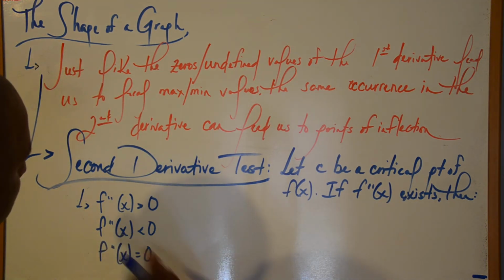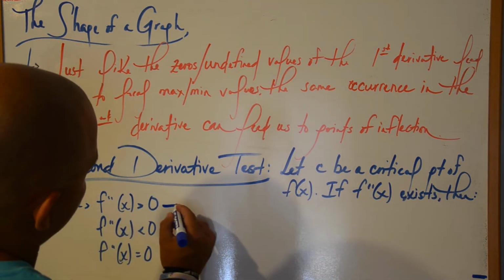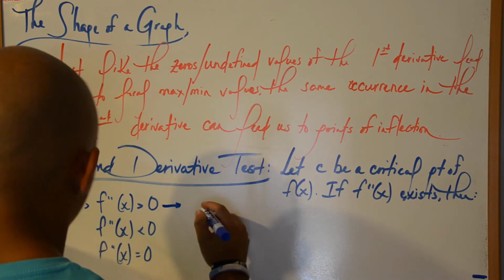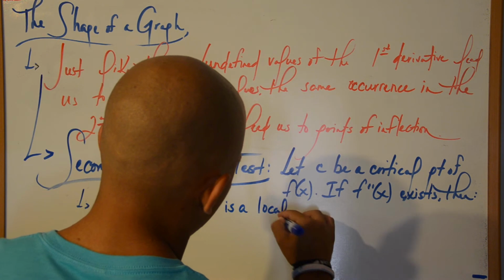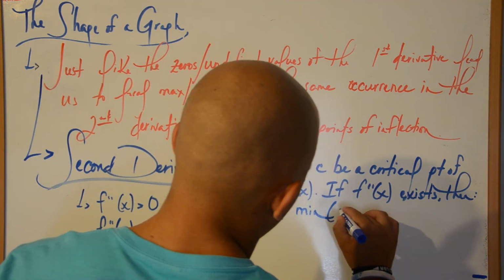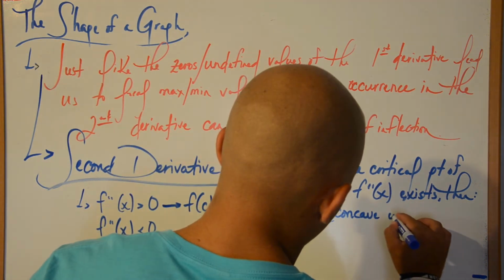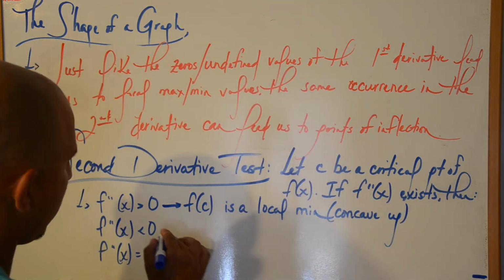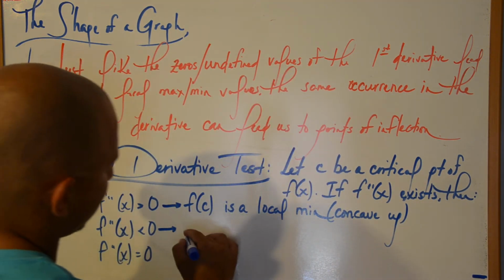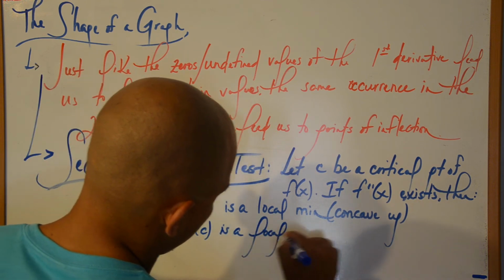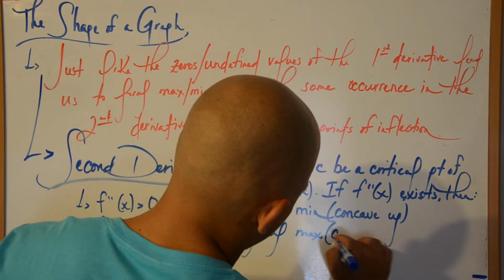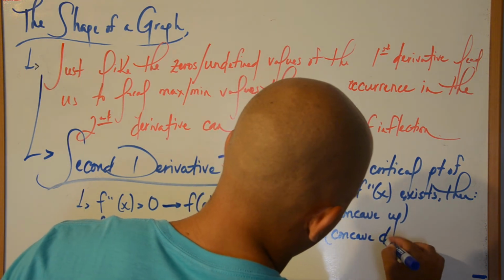In the event where the second derivative is greater than 0, we can say that f of c is a local min, and the graph is concave up. In the event the second derivative is less than 0, we can say that f of c is a local max, so the graph is concave down.